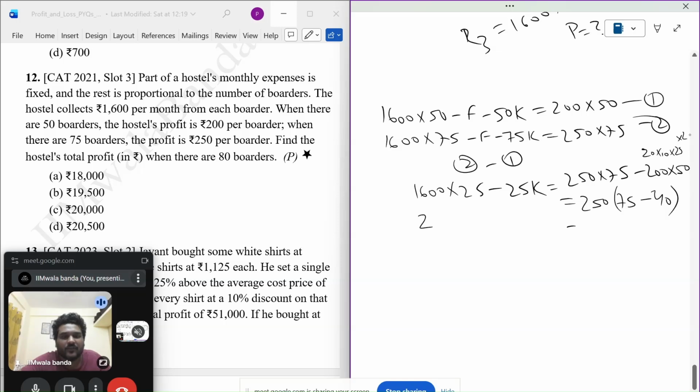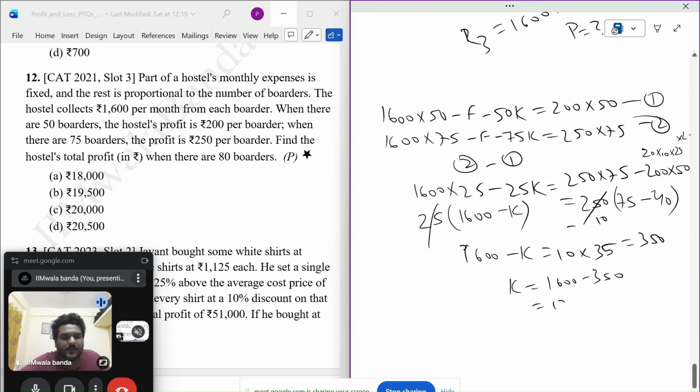And here also if I take 25 common, 1600 minus K. So 25 and 25 will get cancelled, and this will be 1600 minus K is equal to 10 into 4, 5, 6, 7, 35, or 350. So K is 1600 minus 350, or 1250. Correct? Yeah, correct. Put K in any value, we'll get the answer for F.